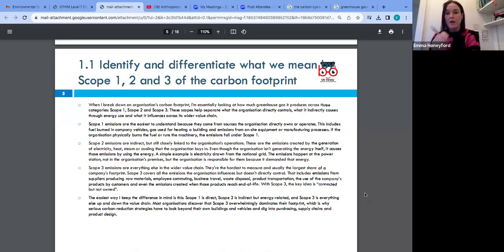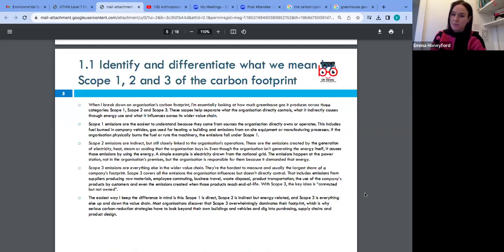These 3 scope areas help us separate what the organisation directly controls. So what does the organisation have agency and control to take action on, and it allows transparency and allows us to look at which particular greenhouse gases across the 3 scope areas are particularly high, so then we can make a plan to reduce those. So these scopes help separate what the organisation directly controls, what it indirectly causes through energy use, and what it influences across its wider value chain.